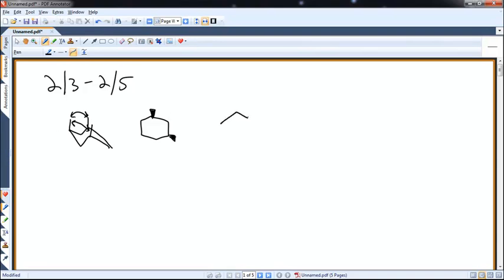Remember, when you draw a chair, chairs are drawn with lines. So axial, axial, axial, axial, axial, axial, and equatorial, equatorial, equatorial, equatorial. I believe this one goes equatorial, equatorial, right? So it should be drawn like that. You should not be drawing something like this. If you draw dashes or wedges, that's wrong. Please do not do that.